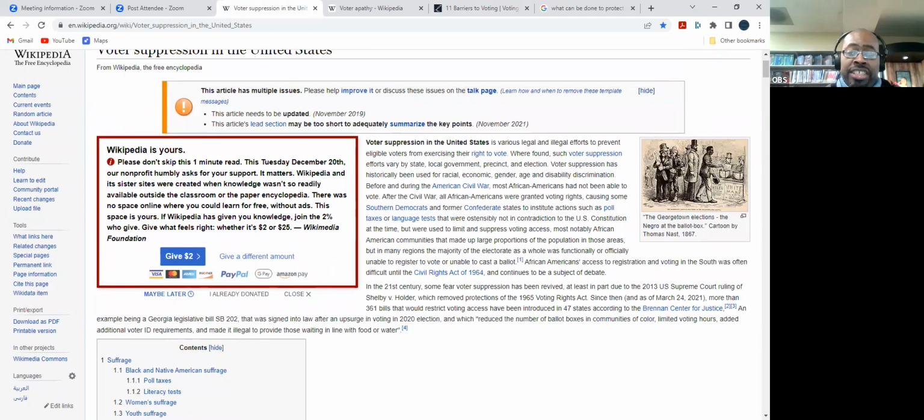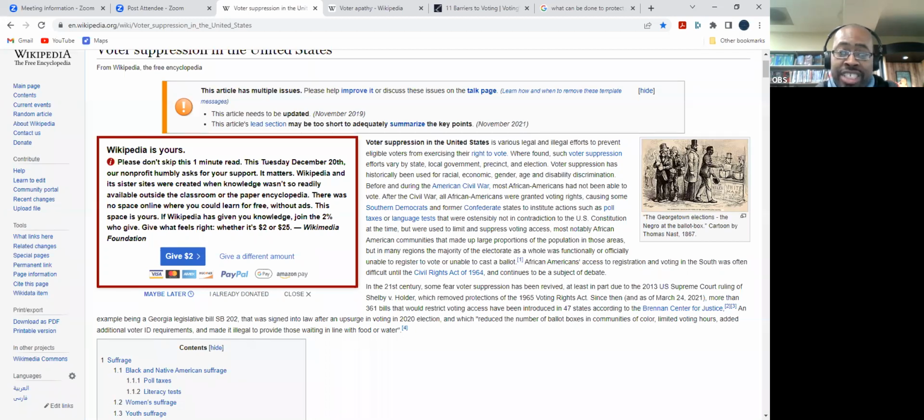Okay, so voter suppression, I believe, is one of the main barriers to vote. So what is voter suppression in the United States? Voter suppression in the United States is various legal and illegal efforts to prevent eligible voters from exercising their right to vote. The effects of such voter suppression vary by state, local government, precinct, and election. Voter suppression has historically been used for racial, economic, gender, age, and disability discrimination.